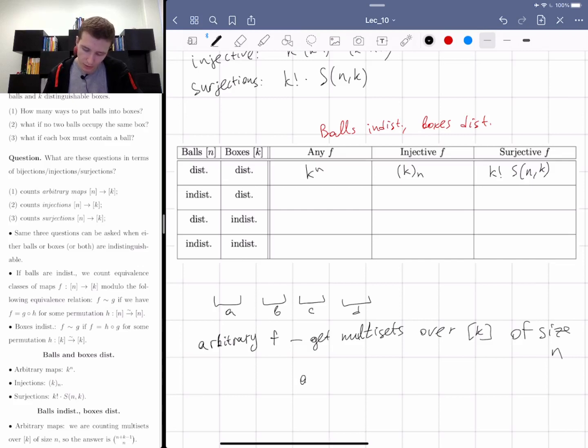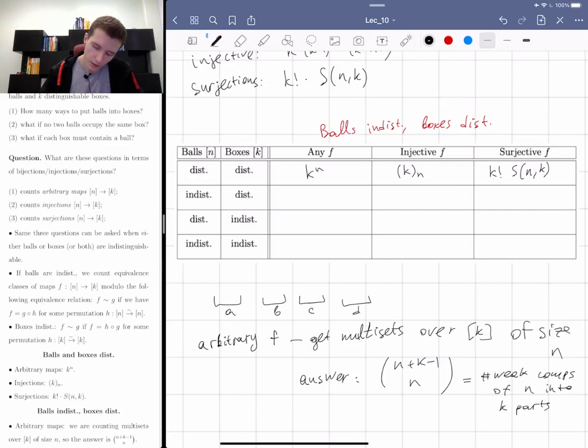So the answer is n plus k minus 1 choose n, which is the same as the number of weak compositions of n into k parts. So that's the answer: n plus k minus 1, choose n.